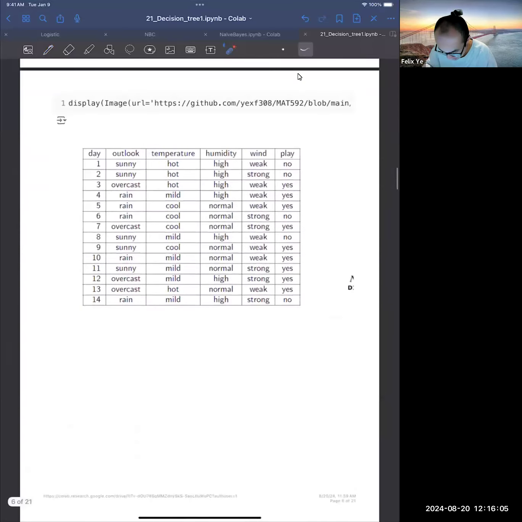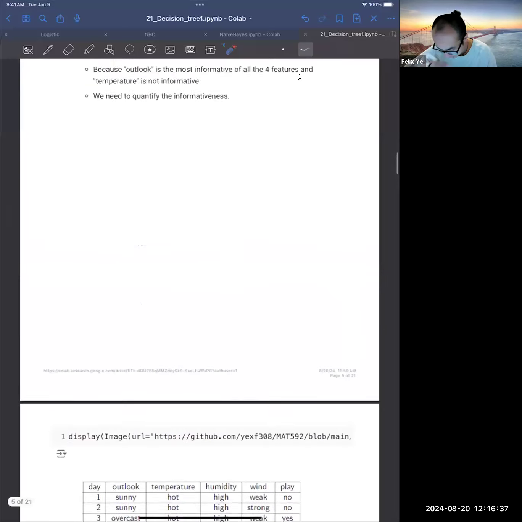So, for example, this is a table that you are getting here. We have data of 14 days. For outlook, it can be sunny, overcast, or rain. For temperature, it will be hot, mild, and cool. For humidity, that will be high or normal. And the wind, that will be weak and strong. And the play is yes or no. So basically, we have 4 features, and I want to predict whether I will play tennis or not.